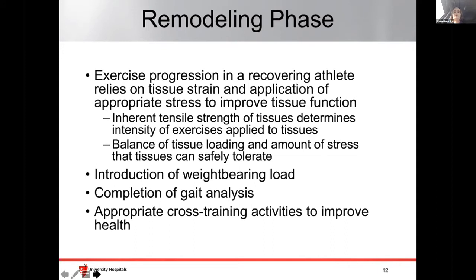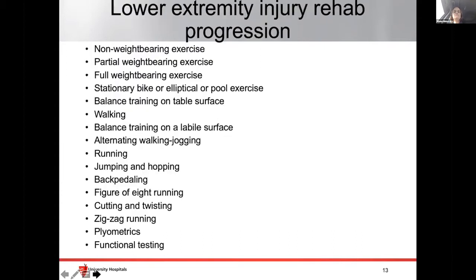So exercise progression, a recovering athlete, so it's always a balance between not giving it too much force, but getting enough force so that you can get the strength gains and range of motion gains that you need. So once you do the initial part of your rehab, you start introducing weight bearing, you start looking at the gaits and balance, and then start doing cross training type activities like cardio training and other things to improve overall health, but also get the athlete conditioned. So the usual progression and how we look at rehabbing an athlete back to play, you start first with the non-weight bearing exercises, then you progress that over time.